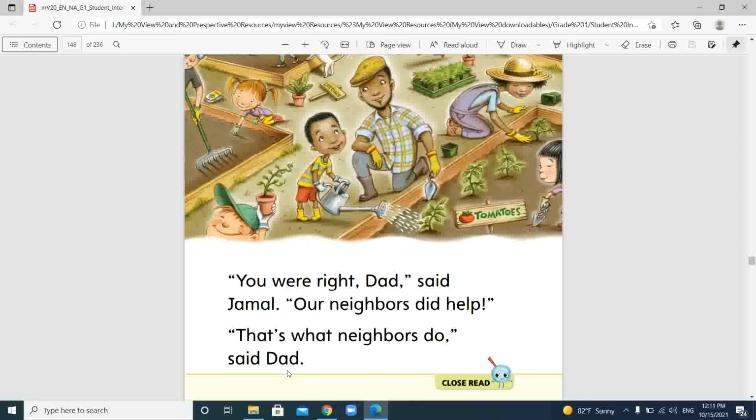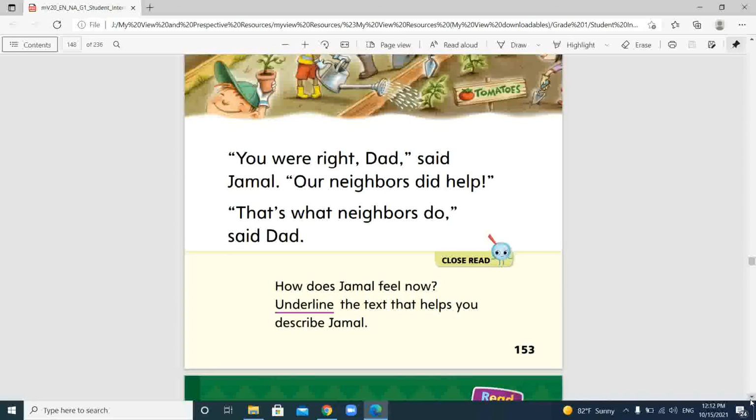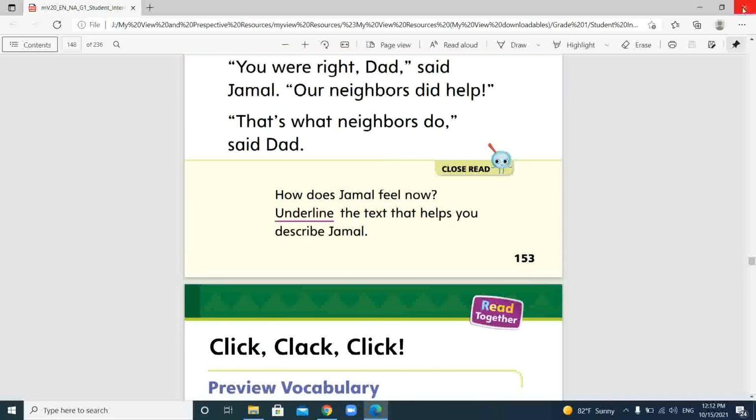Okay? So neighbors know each other. They have a relationship. They spend time together. They do activities for fun and for their neighborhood. Okay? All right. Okay, that's another story.